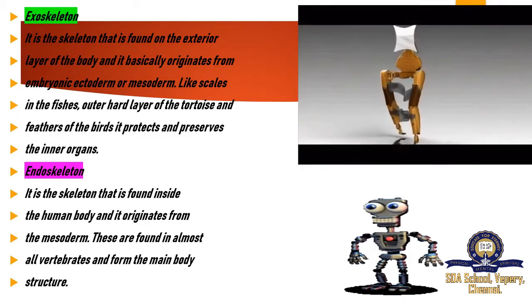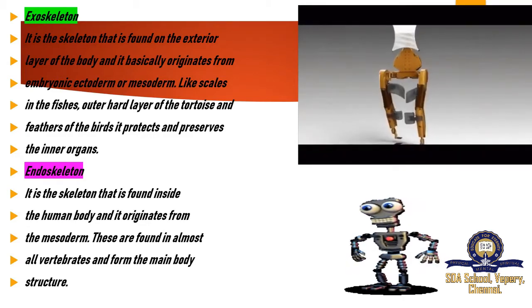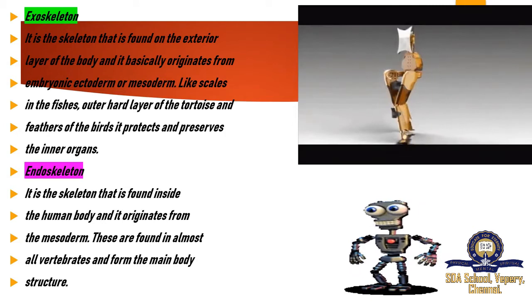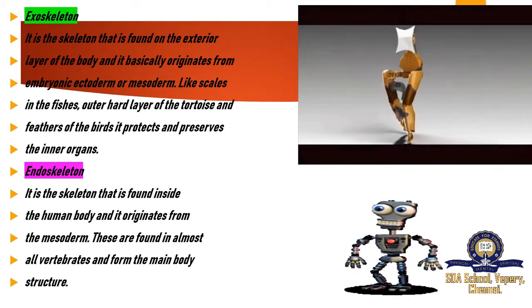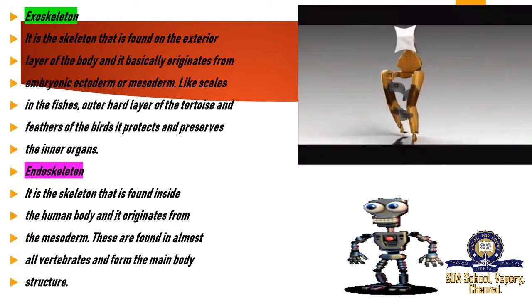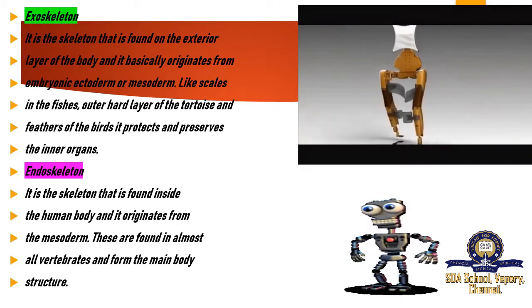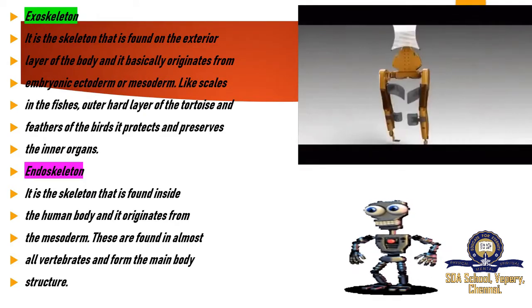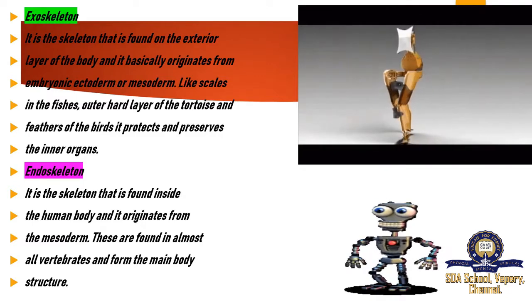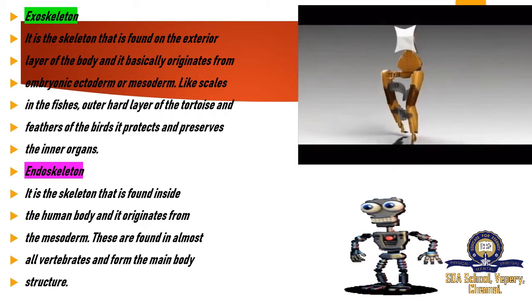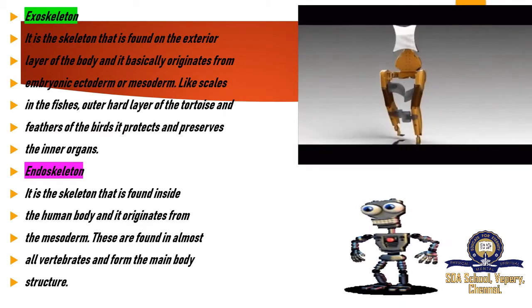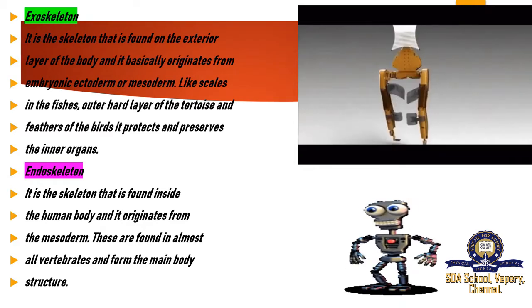We have two types of skeleton, exoskeleton and endoskeleton. Exoskeleton is a skeleton that is found on the exterior. Exterior means this skeleton is formed on the outside. It's a layer of the body and it basically originates from embryonic ectoderm or mesoderm, like scales in the species. So actually it is covering the outer part of the body.